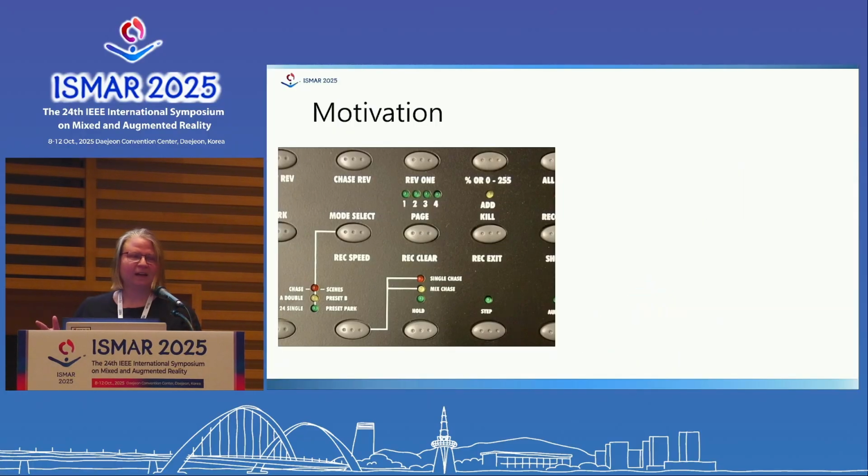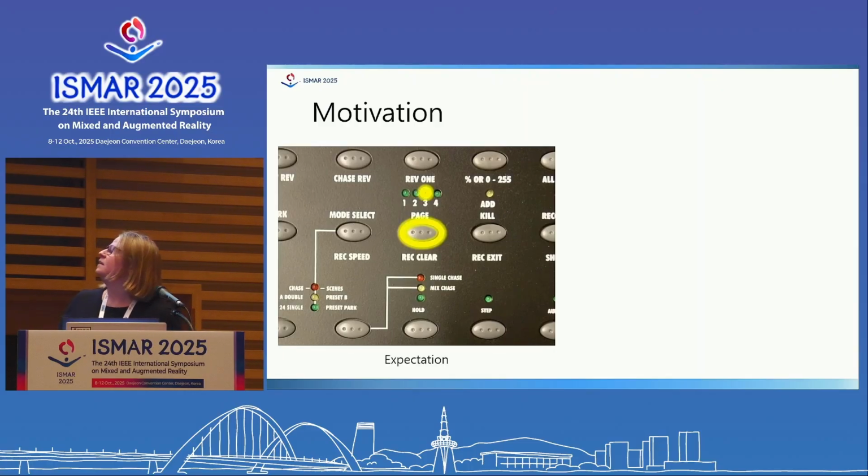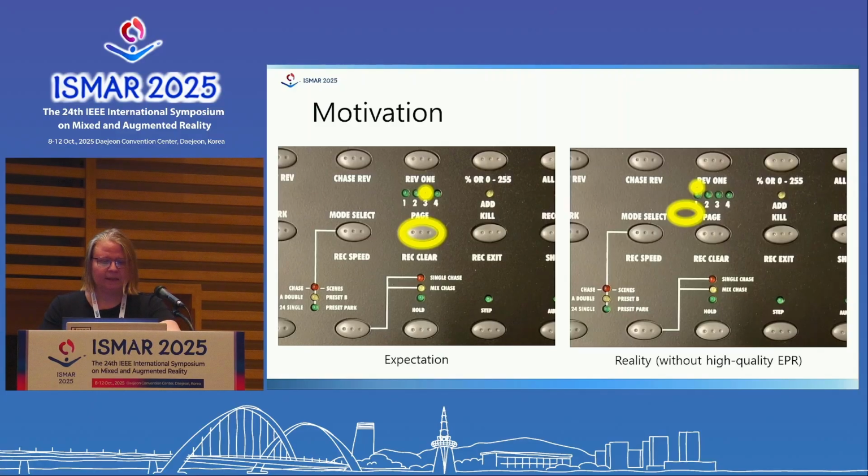Imagine that you have smart glasses with an AI assistant, and this assistant helps you in navigating everyday tasks, for example, interacting with an unfamiliar control panel. So what could happen is that you look at the control panel and the assistant highlights the next button that you should press. But what might happen in reality without using high quality eye perspective rendering is that you see something like this, where the virtual outline is badly misaligned with the real control panel.